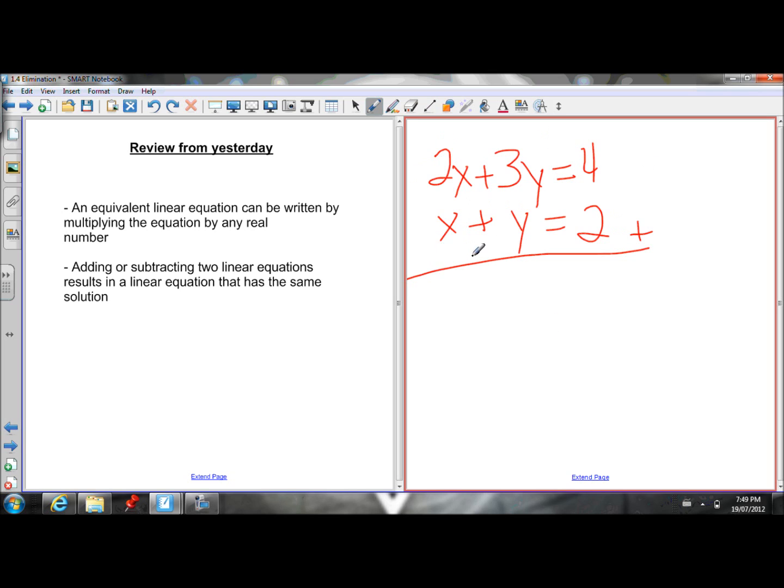Okay, so let's just add them just to see. So 2x plus x, so add the like terms. That's why they're lined up like this. 3x plus 4y equals 6. If I graphed this line along with these two, they would all intersect at the exact same point. So it might look something like that. They'd all intersect at the exact same point. So that's what we learned yesterday.